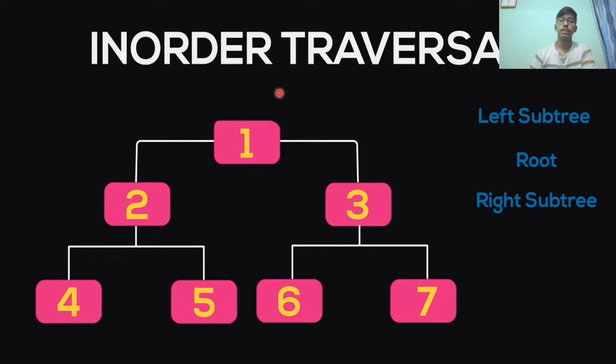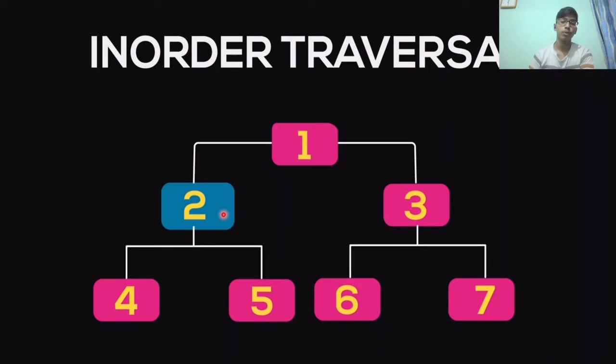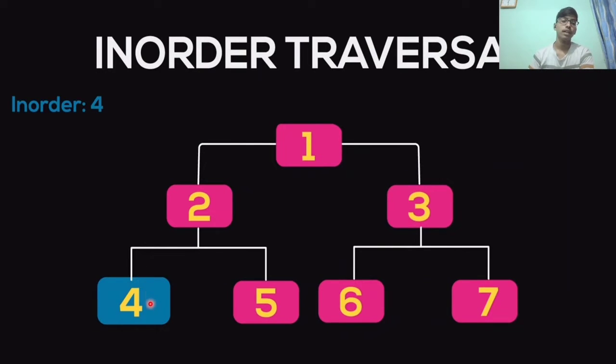Now let's see about in-order traversal. In in-order traversal, first we travel to the left subtree, and next we travel to the root item, and next we travel to the right subtree. Let's see how it works. First we go to the root item and next we check the left subtree, that is 2. We go to 2 and check the left subtree. The left subtree exists, so we go to 4 and add 4 to the in-order sequence, since it doesn't have a left subtree or right subtree.